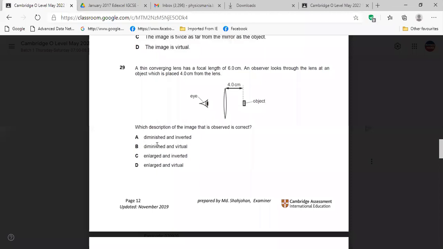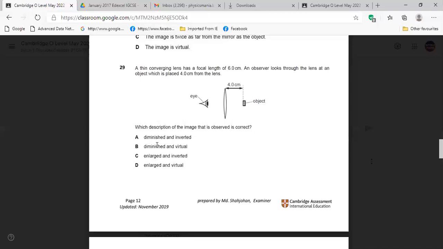Diverging lens? Divergent lens. Sir, B. Which one? You say B or A? So it's A. Yes, A.